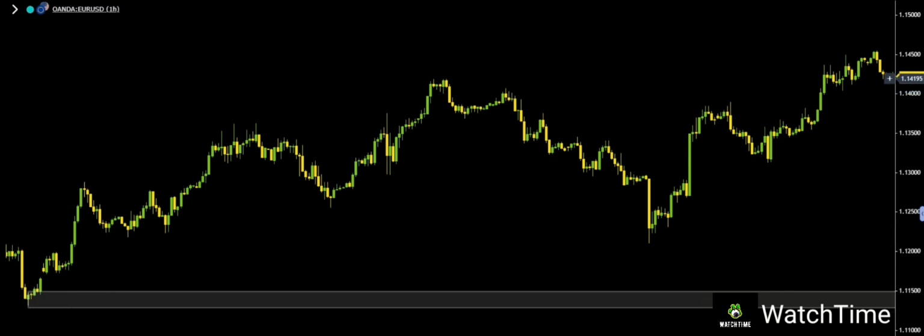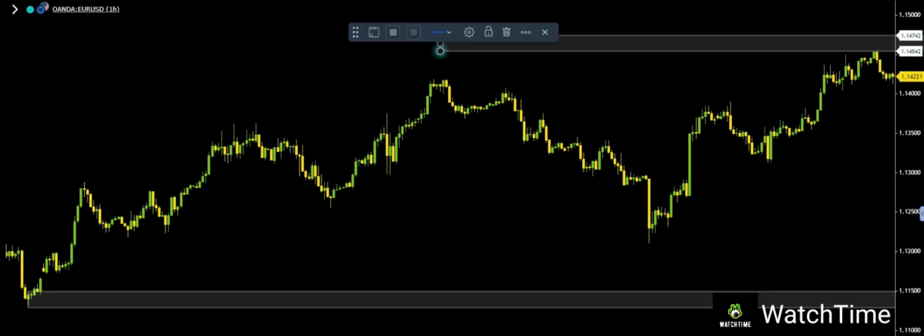Check for volume and price action confirmation. Volume can be a great confirming indicator. When a zone is about to get tested, check if there's an increase in volume at the zone. If there's no volume, it signals weak participation, and the zone might not hold.